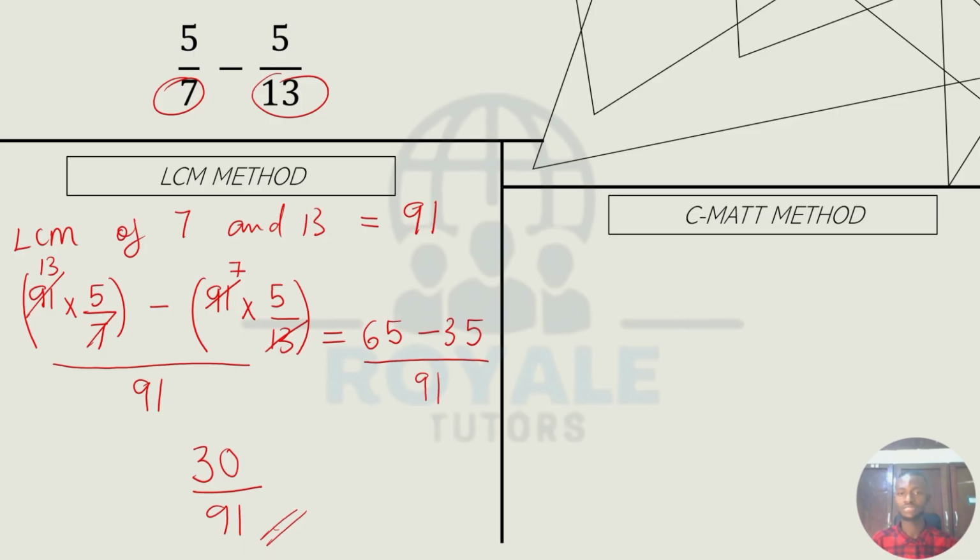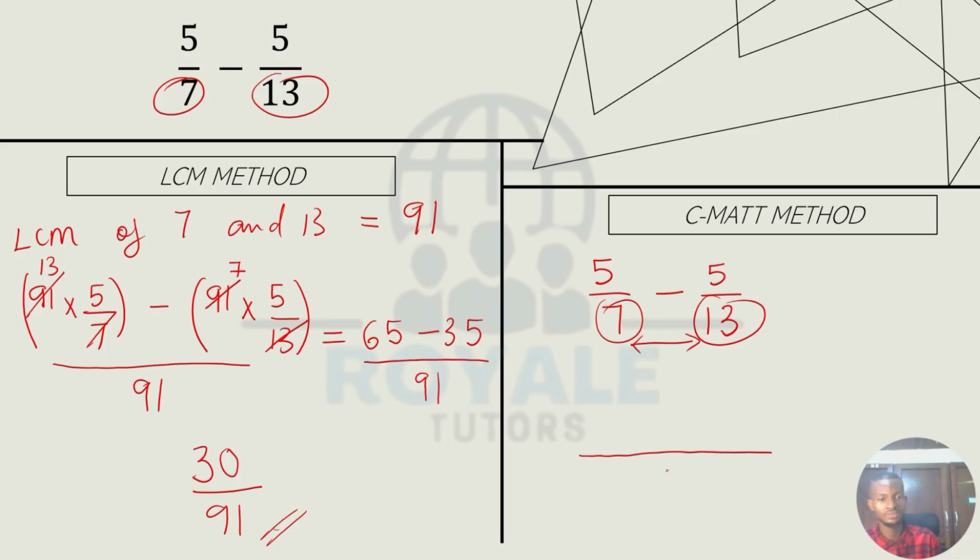Let's use our CMAT, which is cross meet at the top. So we have 5 over 7 minus 5 over 13. In this case, remember our cross meet, our denominator to denominator, they take an arrow. So 7 times 13 is 91. Then we do cross. The denominator meets the other numerator.